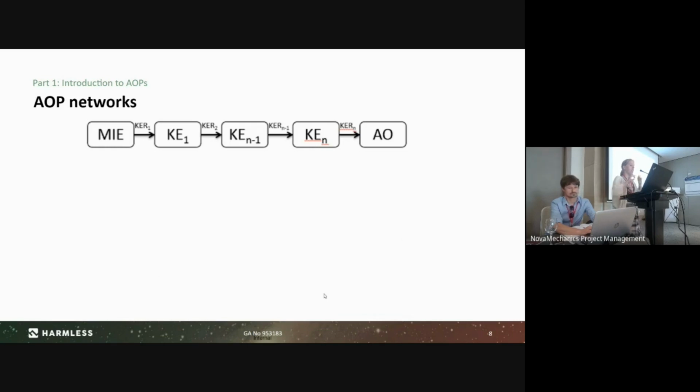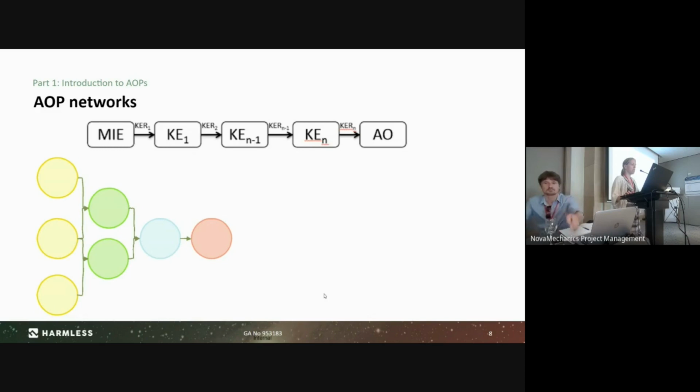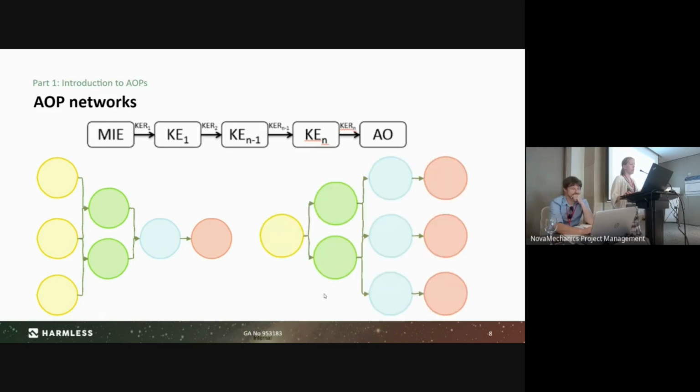AOPs are singular structures, but they can also be connected in networks, and they can be connected in different ways. The labels are gone, but on the left, in yellow, is the MIE, and on the right is the adverse outcome in red. So these are AOP networks connected in the adverse outcome. They can also be connected in the molecular initiating event, with the yellow circle. So this is another way to connect AOPs together.